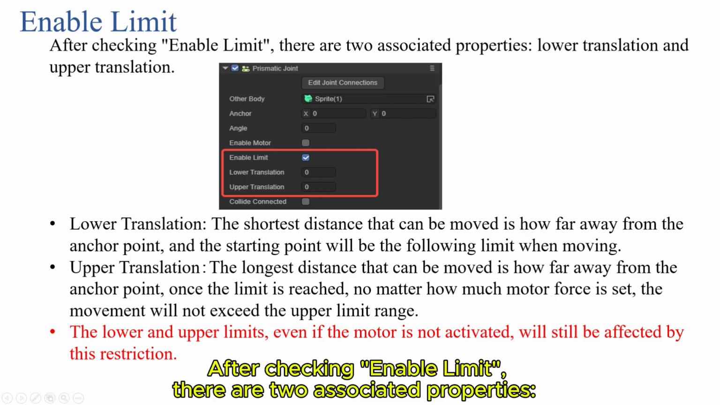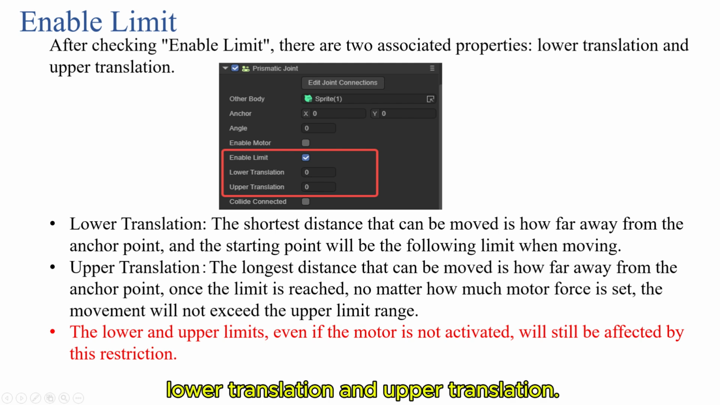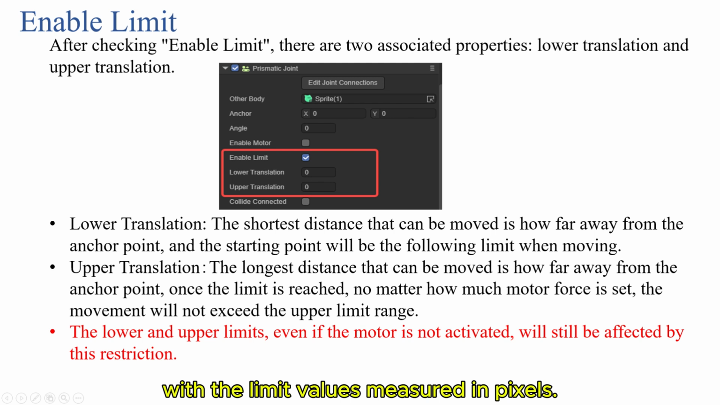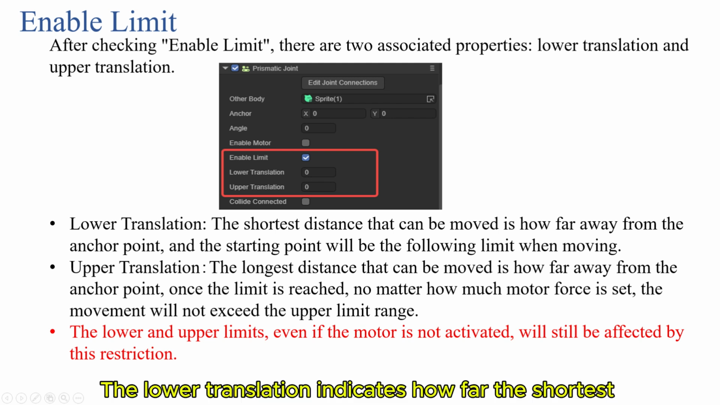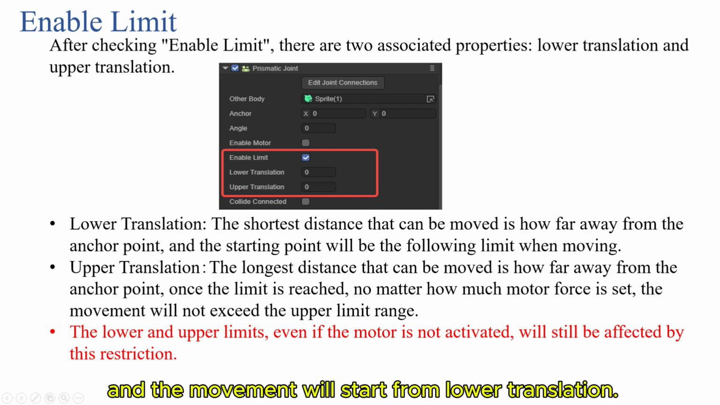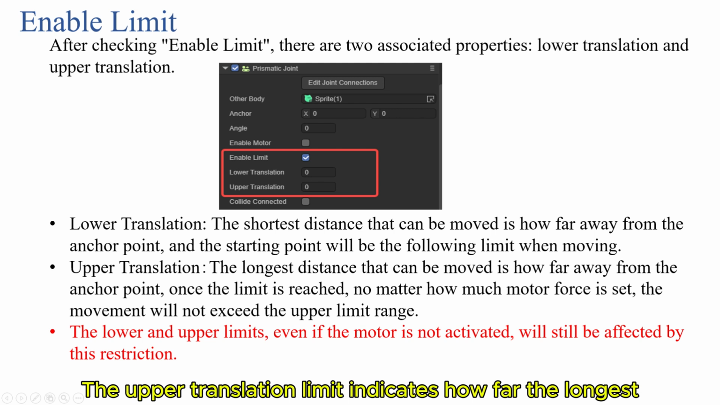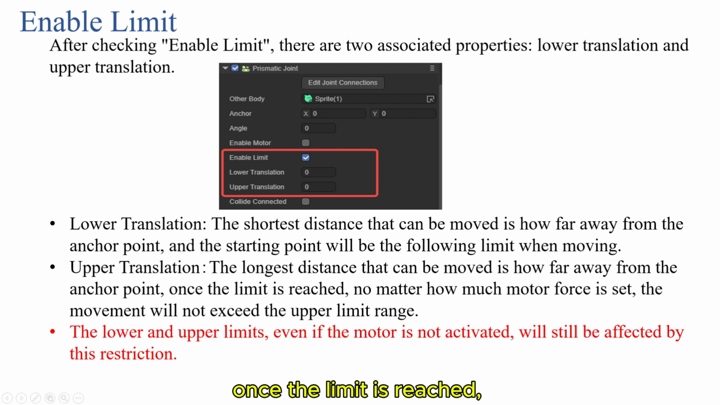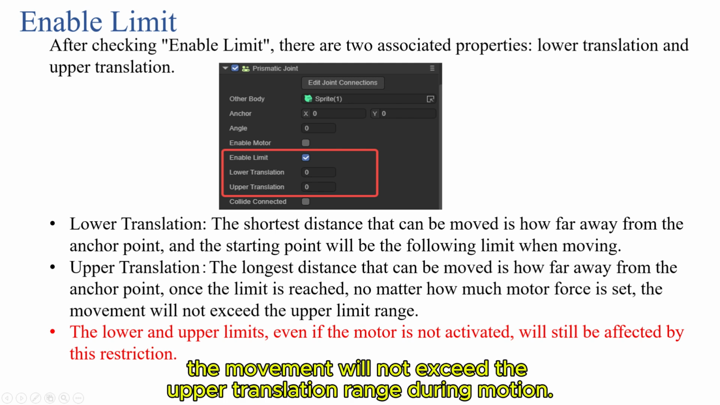After checking enable limit, there are two associated properties, lower translation and upper translation. Similar to the revolute joint, the translation range also has lower and upper limits, with the limit values measured in pixels. The lower translation indicates how far the shortest moving distance is from the anchor point, and the movement will start from lower translation. The upper translation limit indicates how far the longest moving distance can be from the anchor point. Once the limit is reached, no matter how much motor force is set, the movement will not exceed the upper translation range during motion.